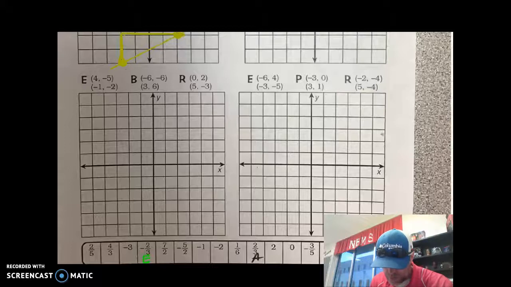Start at the point of origin, go to the left 6. 1, 2, 3, 4, 5, 6. That's all the way over here on the end, and then rise 4. 1, 2, 3, 4. That gets me right there.